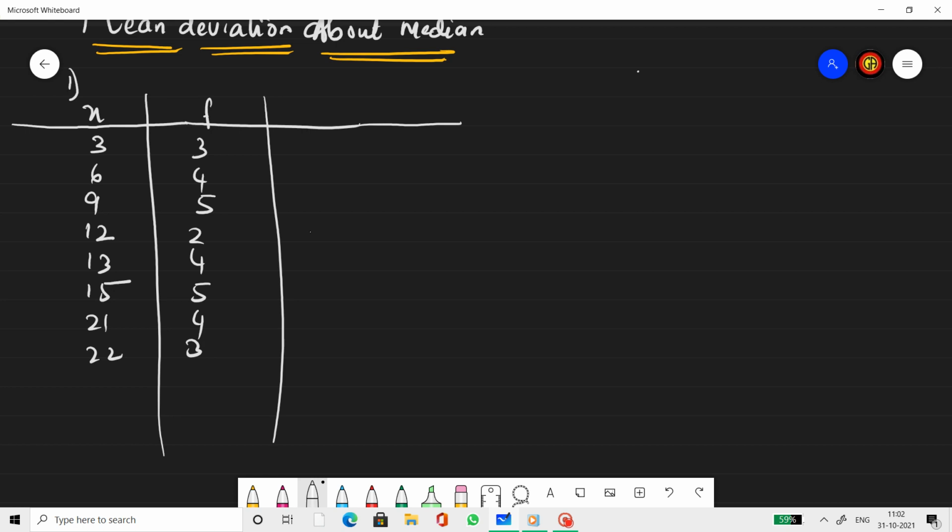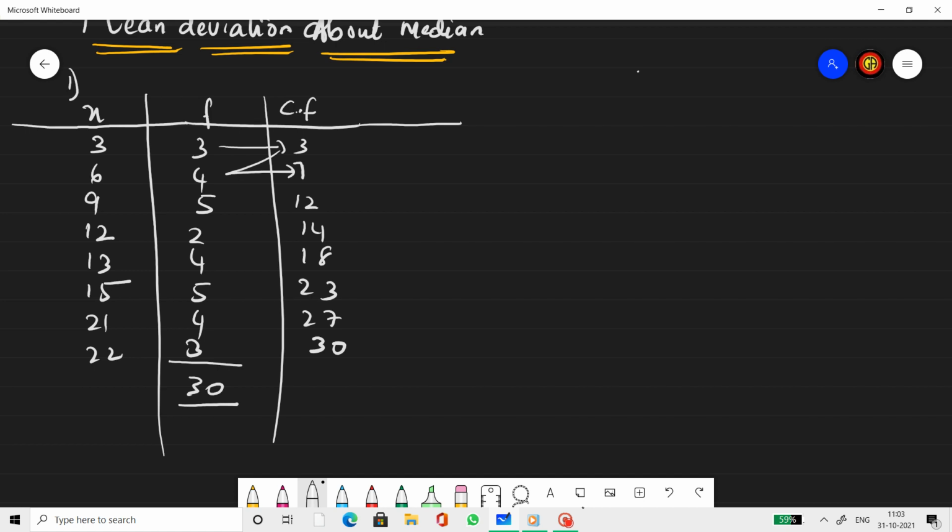So x and f is given. The next column is cf, which is cumulated frequency. So you keep adding the frequency. 3, 3 plus 4 is 7, like that. So you get 3, 7, 7 plus 5, 12, 12 plus 6, and then 18, and then 23, and then 27, and then 30. Now, the last value of the cumulative frequency will be the sum of frequency, 30.